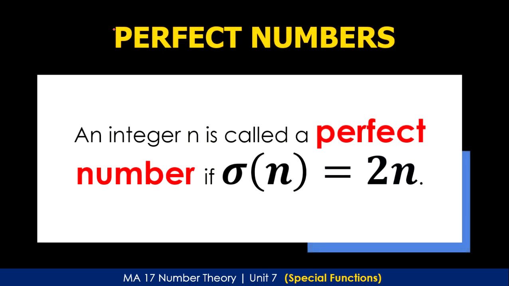Another one, we have the concept of the perfect numbers. An integer n is called a perfect number if the sum of the positive divisors of that number is equal to twice that number. So let's have an illustration.